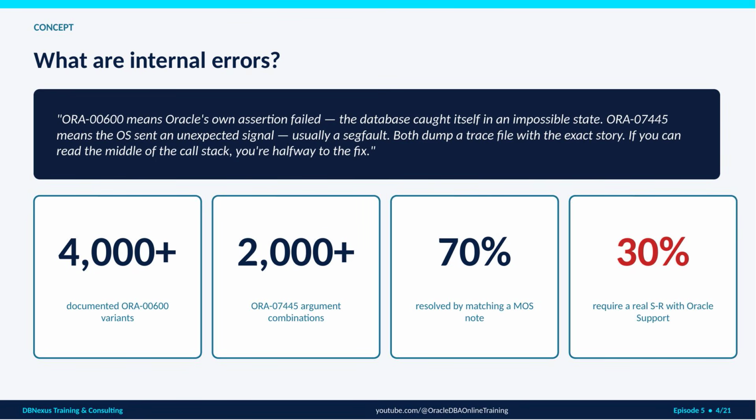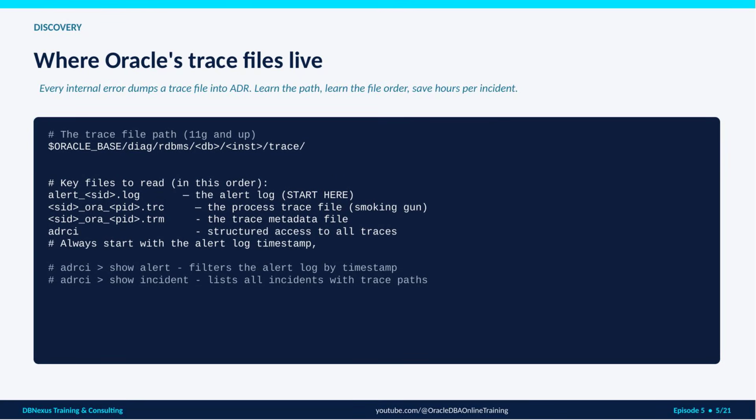Now check this out. 4,000-plus documented ORA-600 variants, 2,000-plus argument combinations for ORA-7445. 70% of these are resolvable just by matching a MOS note. Only 30% need a real SR with Oracle Support. If you can read the middle of the call stack, you are already halfway to the fix. First things first, where are these trace files hiding?